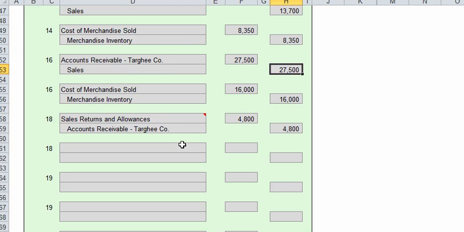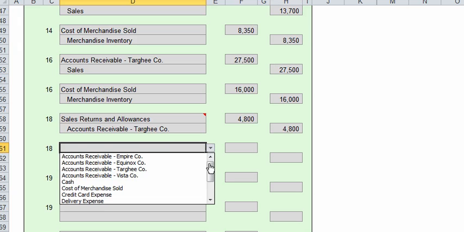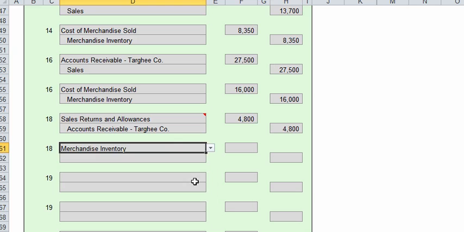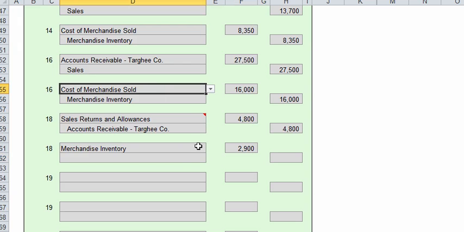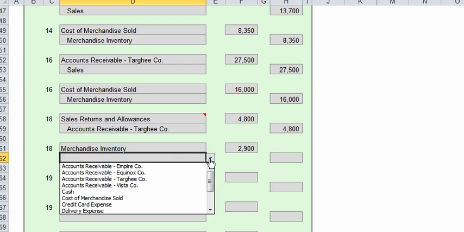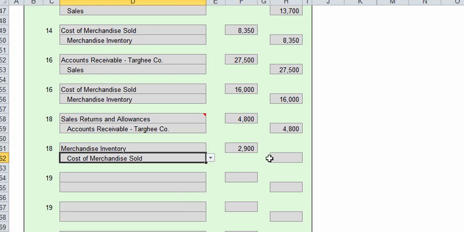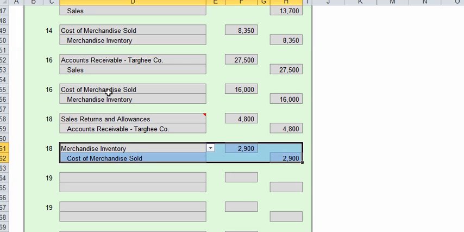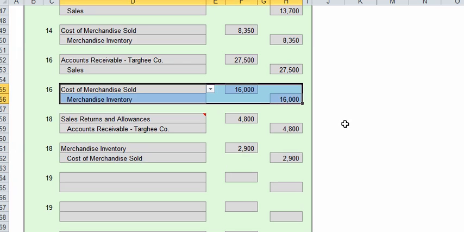Okay, you guys, if they return some inventory to us, then we now have more merchandise inventory. It's an asset that increased by the cost of what was returned, which was $2,900. And our expense account, cost of merchandise sold, has now decreased for the year. Expenses decrease on the credit side. And notice that this entry, you guys, is the opposite of this entry.